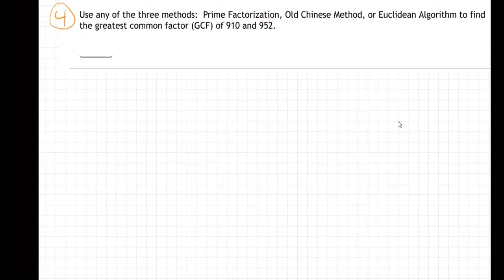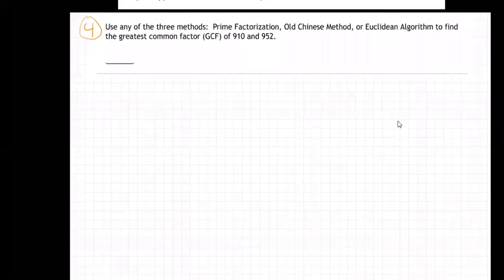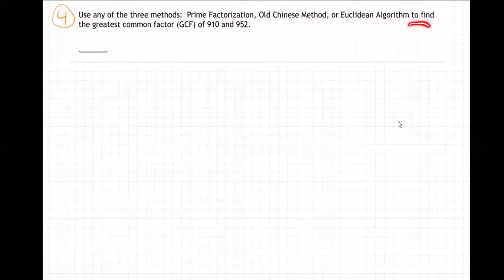Okay, so what are we going to do for this one? They're asking us to use any of these three methods. You can use prime factorization, the old Chinese method, or the Euclidean algorithm, any of them, to find the greatest common factor of 910 and 952. It doesn't really matter what method you use.